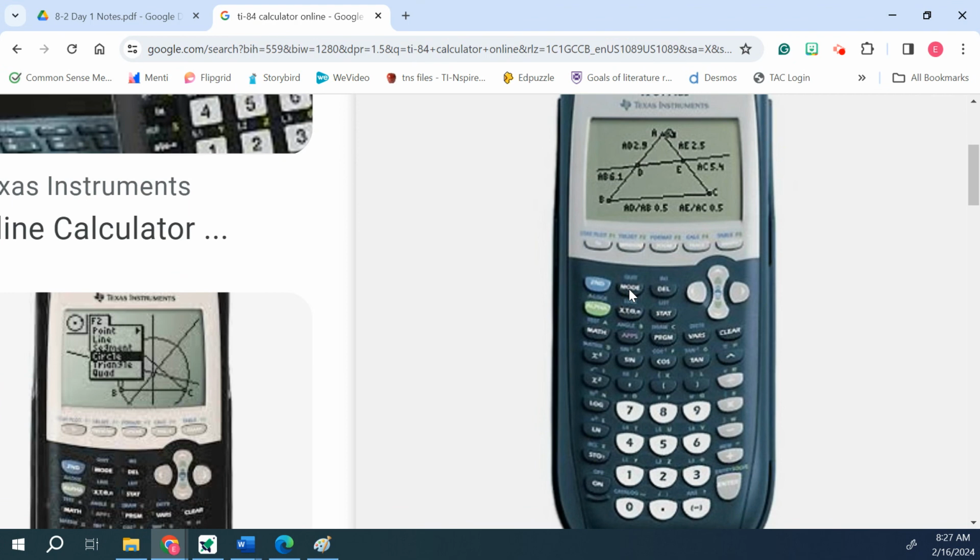Wait, what's the difference? If I don't switch it back to radian, what do I lose? You're fine for this. It's still a calculator, but when we talk about right triangle trig, if you're in radian mode, it's a completely different story. So just trust me, it's different.